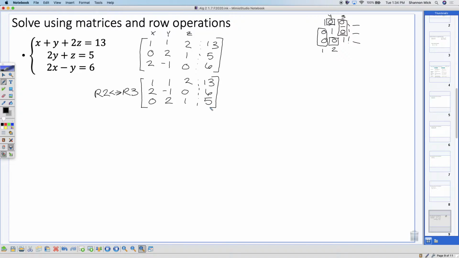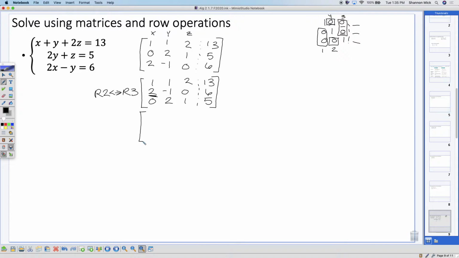No, it'll become positive, and that's what we want it to be. Okay. It'll be a half. Switch it back. Okay, how do I use row 1 to zero out?